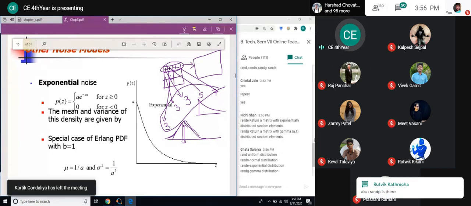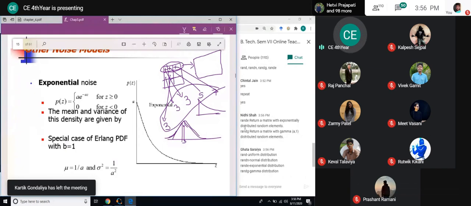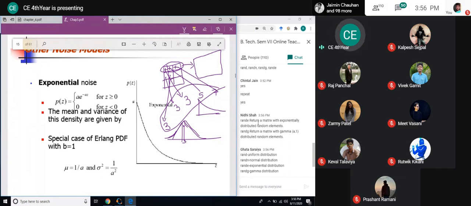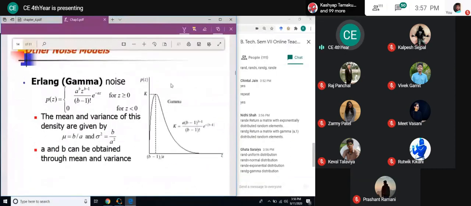Okay, so I think some answers are there. Yes, so here Nidhi is correct. Rande returns a matrix with exponentially distributed numbers. That means the numbers that are generated will be exponential in nature. If I draw the curve of exponentially generated numbers, it will follow this. That means rande is helpful for exponential noise. Randg will return the gamma. That is true, it will generate gamma noise.